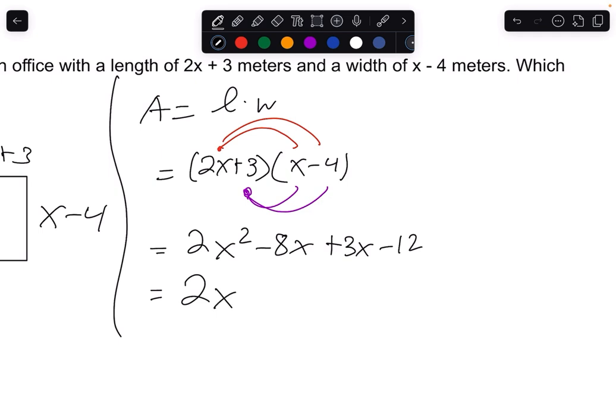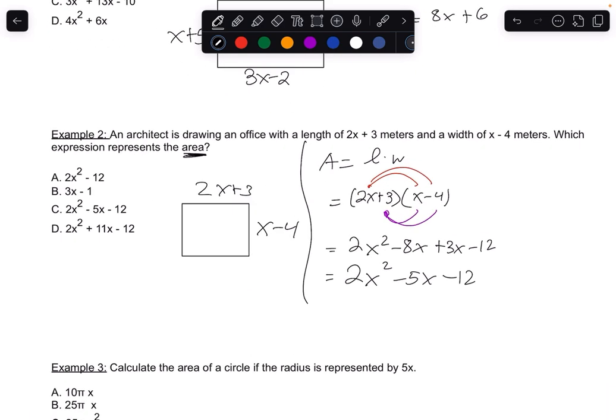We then combine some like terms. So in this case, negative 8x and positive 3x combined together. And then we have our 2x squared and negative 12 by itself, which will lead us to answer choice of C. We can do the same thing here, but with the box.